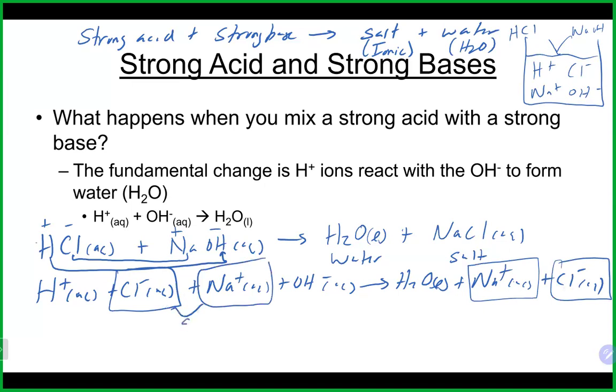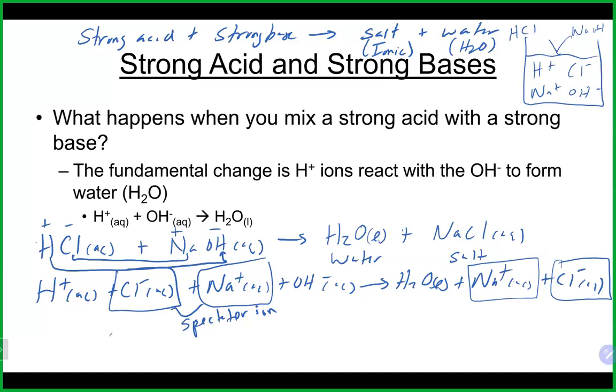These are what are referred to as spectator ions. If you're a spectator, basically what you're doing is watching, right? That's basically what's happening with these ions. They're just hanging out, floating around, having a nice time in the solution. They're really not making anything. They're there to balance out charges, but they're just floating around.